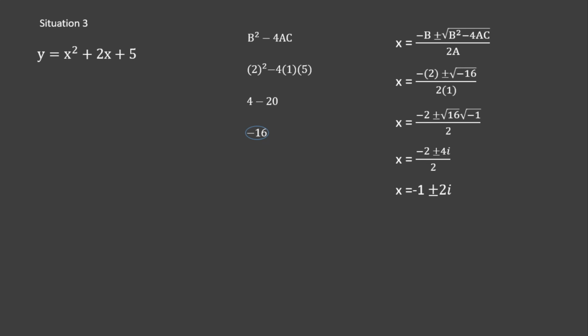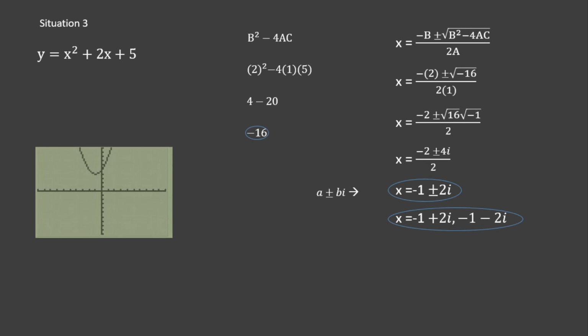Then if we were going to break that down further, we'd end up with 2 imaginary zeros, negative 1 plus 2i, and negative 1 minus 2i. So these are both potential answers. The top one is that a plus or minus bi form. Sometimes you will be asked to deliver your answer in a plus or minus bi form. Sometimes you'll be required to give out both zeros. So then if we're going to see what that looks like on a graph, it is going to be a parabola that just never intersects the x-axis. So we have no real zeros, 2 imaginary zeros.